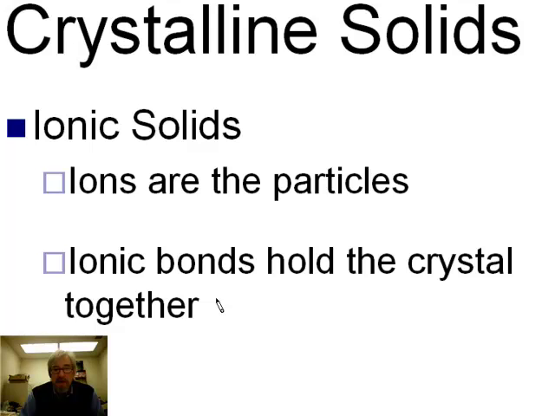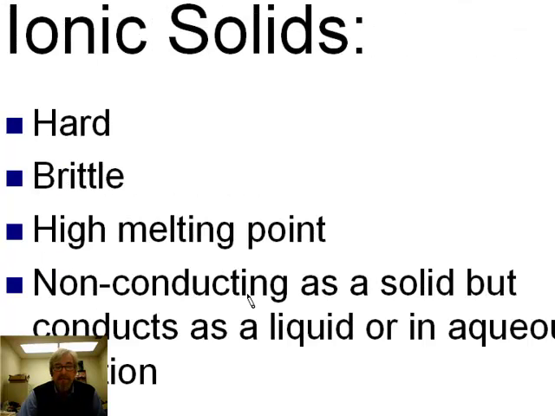The properties of these ionic solids have to do with the strengths of the bonds that hold the crystal together. So ionic solids tend to be, because ionic bonds are strong, very hard. They tend to be brittle. They're going to break along lines of plus and minus through the middle of that crystal. They're going to have very high melting points because you have to break ionic bonds to get the thing to melt. And they're not going to conduct electricity as a solid.